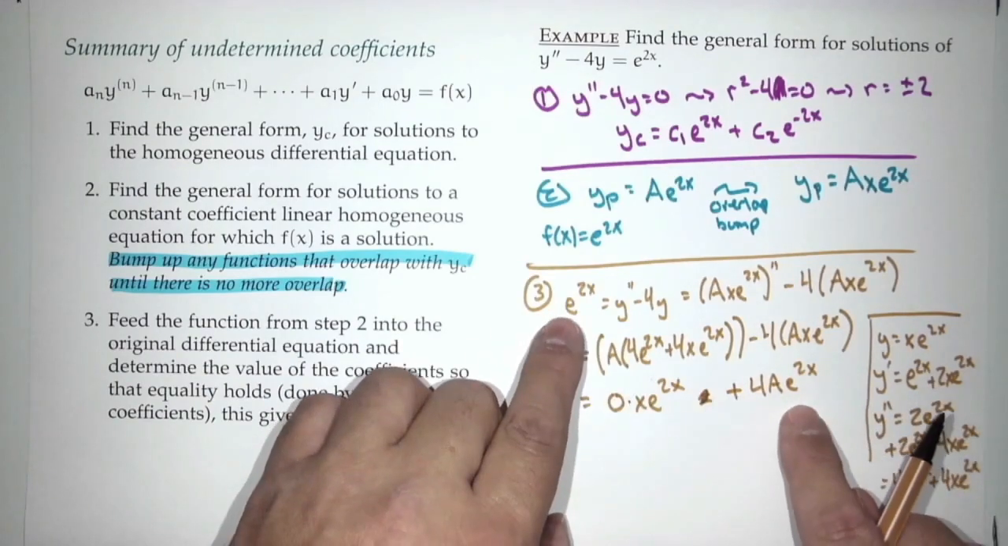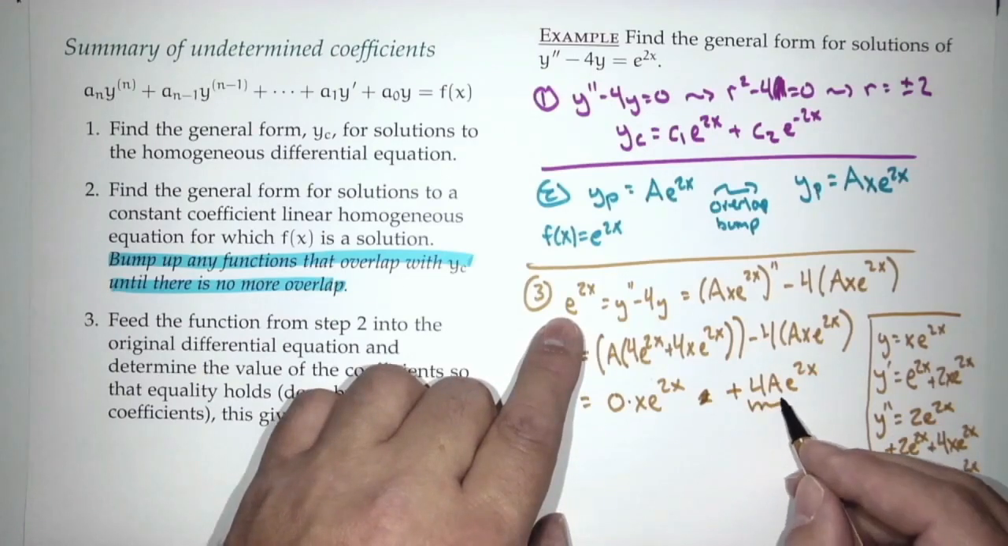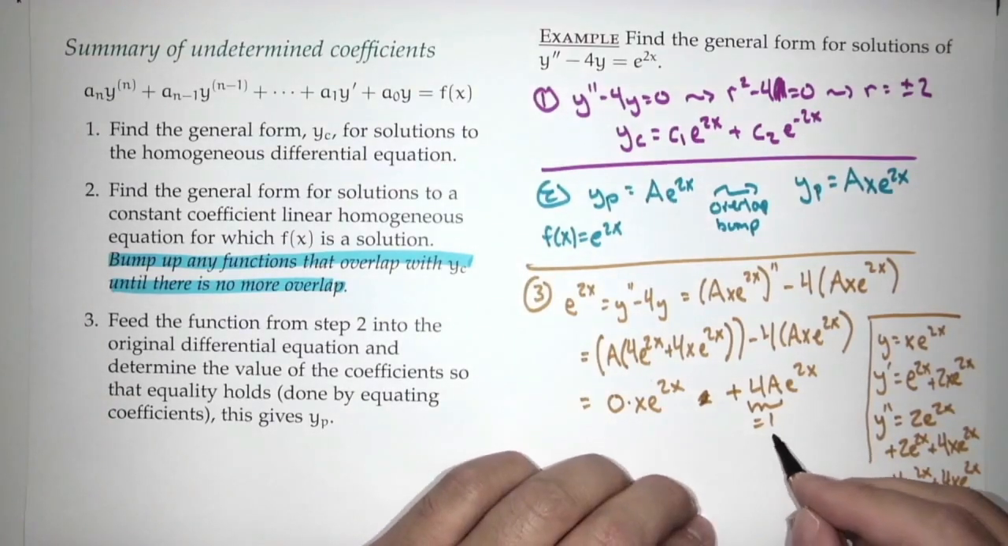In order for these to match, what needs to be true? Yeah, 4a needs to be 1. So we set the coefficients equal to each other and have a system of equations. Well, it's a very small system of equations. So what can we say about a?